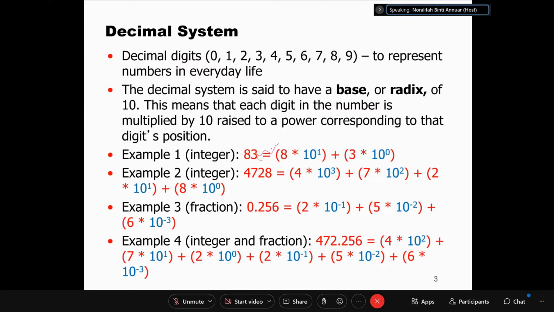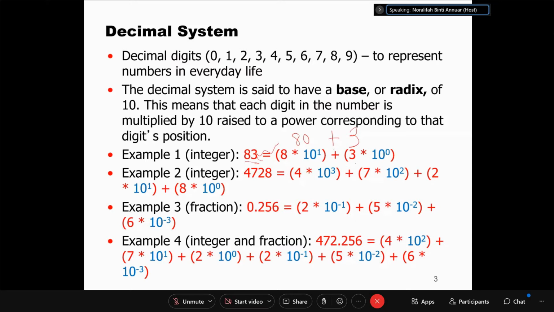Example 1 is an integer, 83. How do I get 83? You multiply by the base 10. Remember, decimal is base 10. So 8 multiplied by 10 gives you 80, plus 3 multiplied by 10 to the power of 0. Anything to the power of 0 is 1, so 3. So that is how you get 83.